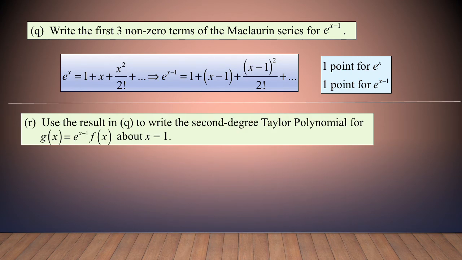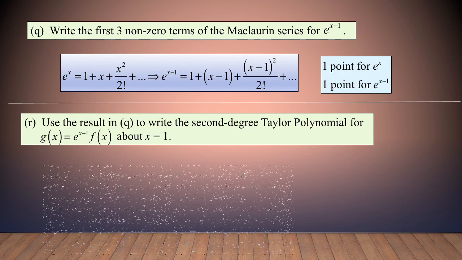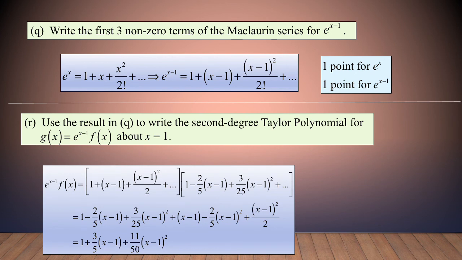Finally, question R reads, use the result in Q to write the second degree Taylor polynomial for g of x equals e to the x minus 1 times f of x about x equals 1. E to the x minus 1 times f of x is the quantity 1 plus x minus 1 plus x minus 1 quantity squared over 2 plus dot dot dot times the quantity 1 minus 2/5 x minus 1 plus 3/25 x minus 1 quantity squared plus dot dot dot.